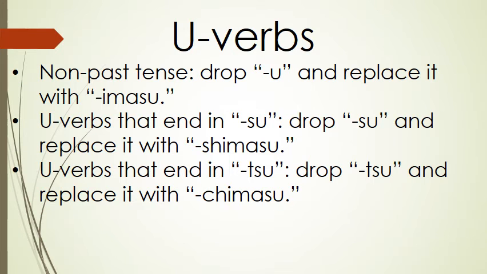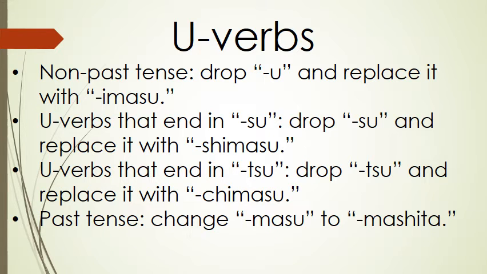So we've gone over forming the past tense for ru verbs. Now let's take a look at how to do that for u verbs. Now to review, to form the non-past tense with an u verb, first, we drop the u from the end, and then we replace it with imas. The two exceptions: if we have an u verb that ends in su, we drop the su and replace it with shimas. And if we have an u verb that ends in tsu, we drop tsu and replace it with chimas.